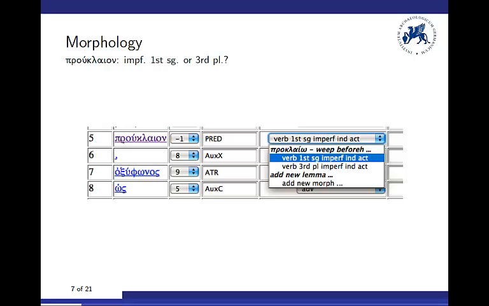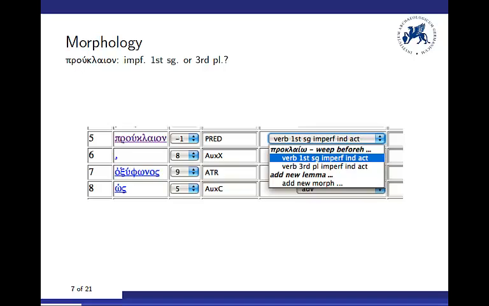So let's start. First thing we need to do is annotate the morphology. And if you use the Perseus annotation interface, this comes preloaded with the morphological analysis done by the morphological analyzer in the Perseus library. And all an annotator has to do is disambiguate the ambiguous cases, or maybe if you discover some error or some information missing, add some new information. In this case, there's nothing particularly ambiguous, just one thing, as you may expect, the verb proklaion, which can be interpreted as an indicative imperfect first person singular or an indicative imperfect third person plural.